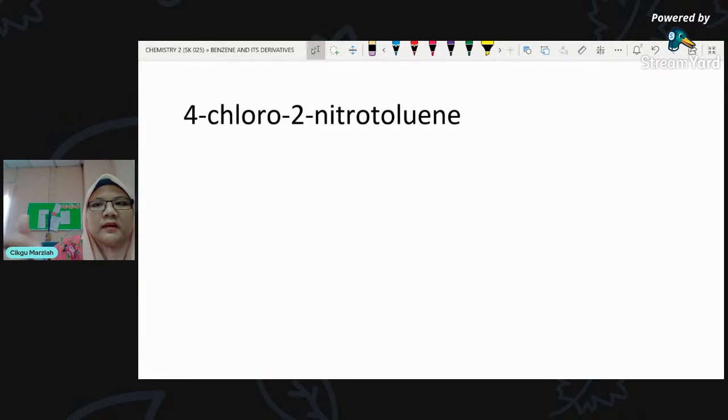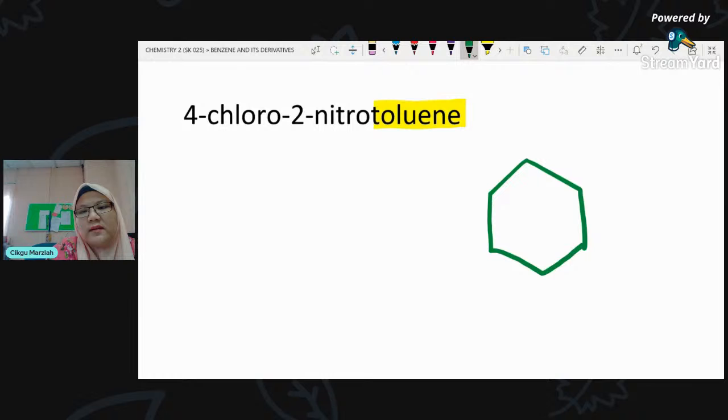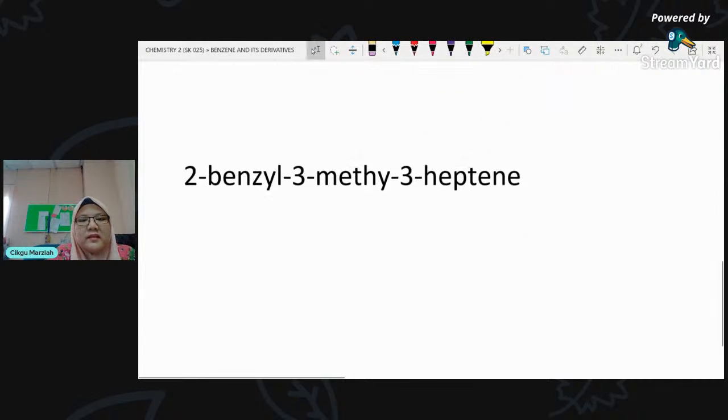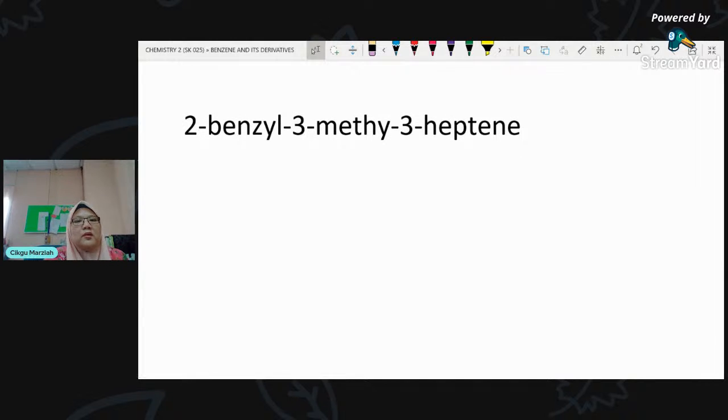Okay, macam mana ni? Parent adalah toluene. Toluene, structure dia ada benzene. Okay, sebab dah ada parent, CH3 ni dapat nombor 1. At carbon number 2, we have nitro. At carbon number 4, we have chloro. So this is 4-chloro-2-nitrotoluene. And the last one is, okay, this one.